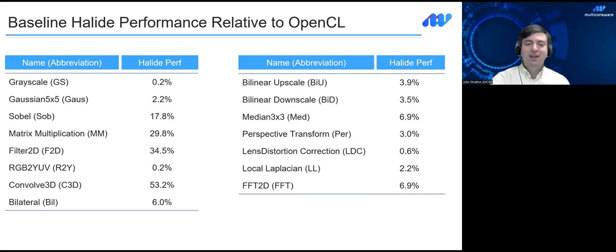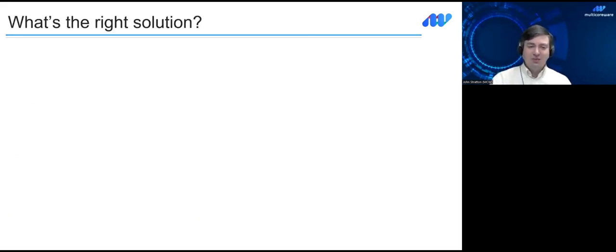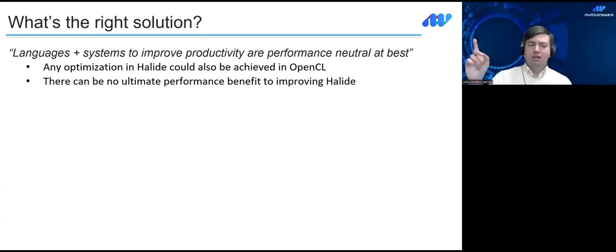Okay. Given that context, what is the right solution here? What would you think about or do in this scenario? Well, if you're pulling in some of these concepts that we have about performance and about productivity, you might say to yourself, languages and systems to improve productivity are performance neutral at best.